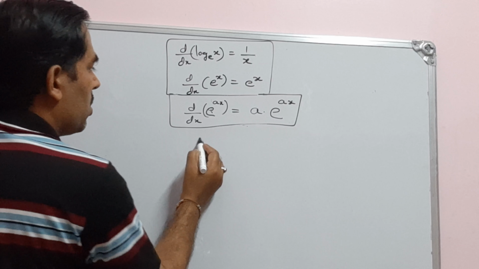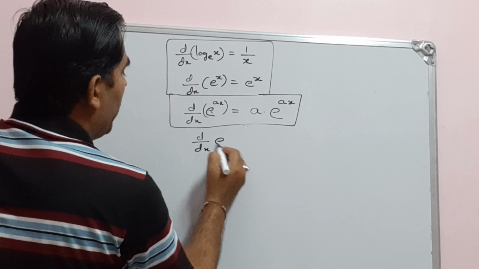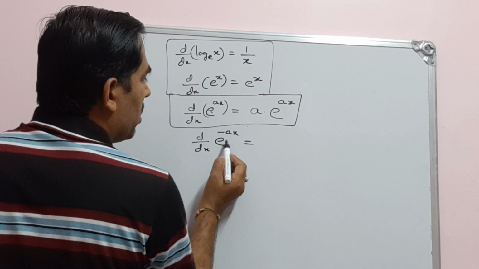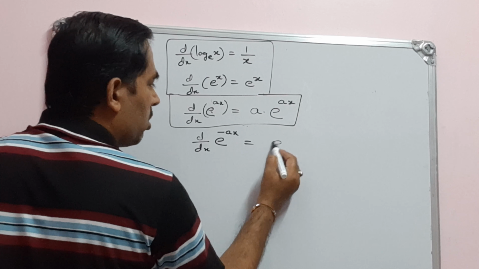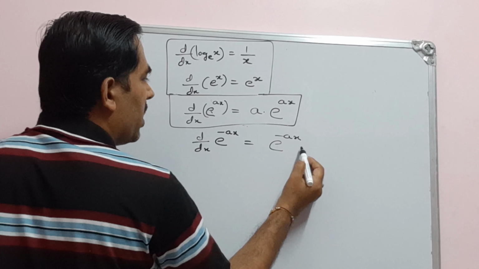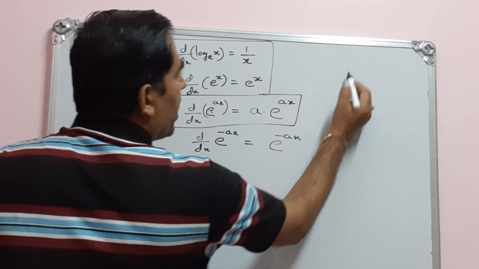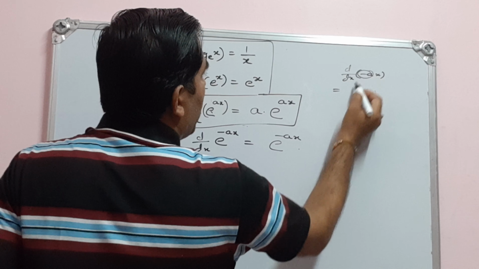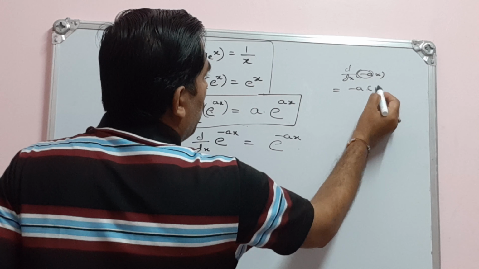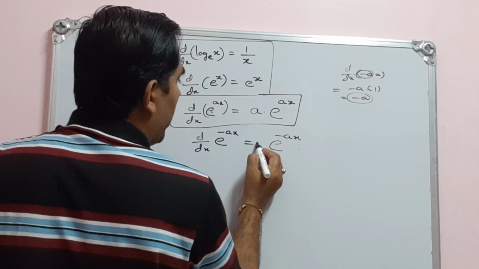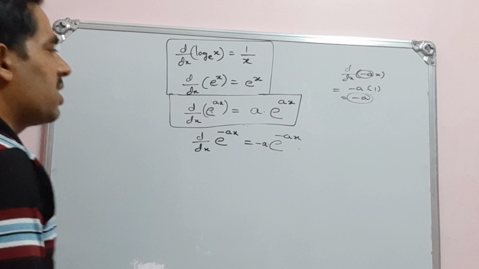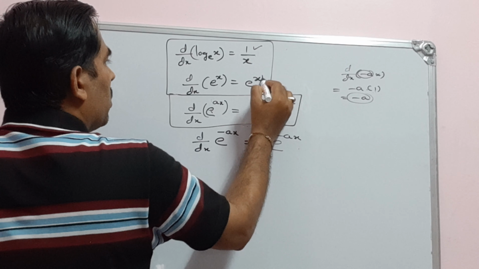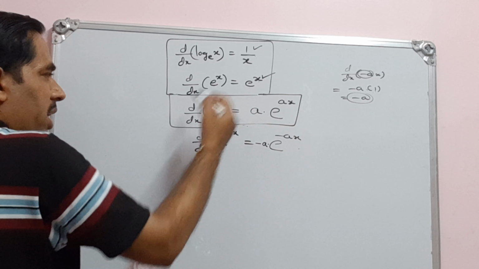Now these three results. If I say the derivative of e to the power of minus ax, with a negative sign, then the derivative of e to the power of x is e to the power of x only, so e to the power of minus ax into the derivative of minus ax. You take this minus a outside, the derivative of x with respect to x is 1, so minus a into 1 is minus a. That will be minus a into e to the power of minus ax. You must remember this result.